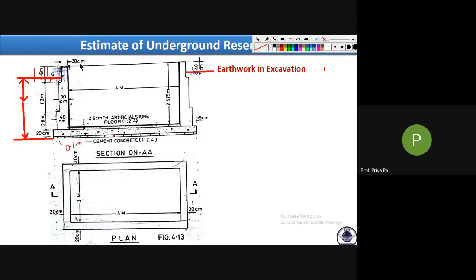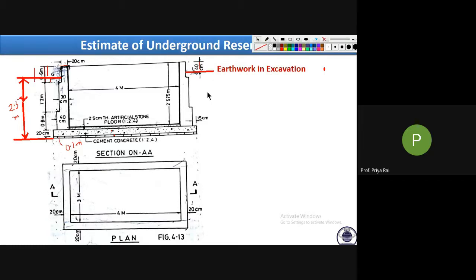That means the top of this surface is above the ground by 40 centimeter. So this is 0.4, so 0.6 minus 0.4, how much will this be? This will be 0.2. So total height will be 0.1 plus 0.2 plus 0.8 plus 1.2 plus 0.2, that will give us 2.5. So the depth will be 2.5. You can note it down. 2.5 meter. Clear?